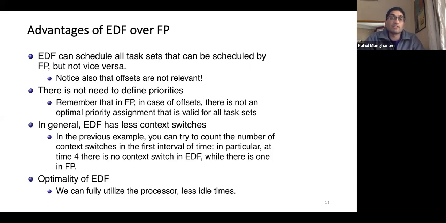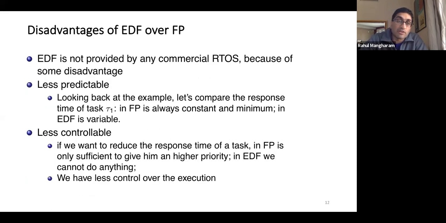So what's the advantage of EDF over fixed priority scheduling? The obvious advantage is that EDF can go to a maximum utilization of 100%, and fixed priority scheduling has an average utilization of about 80%. The worst case utilization is 69.9% for a large number of tasks, but on average it's about 80% processor utilization. We don't need to define priorities. EDF has fewer context swaps, EDF is the optimal scheduling algorithm, and there's less idle time between execution of tasks.